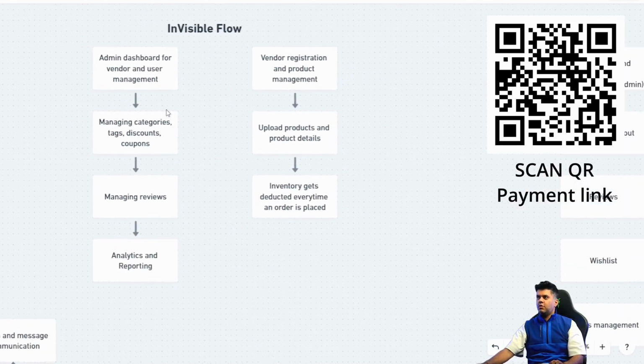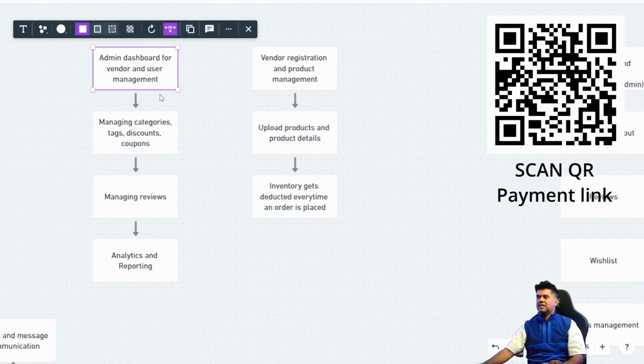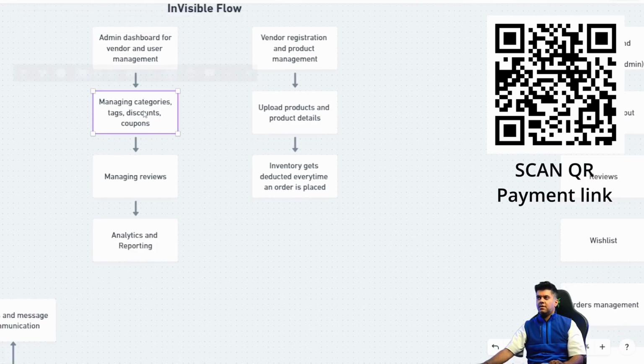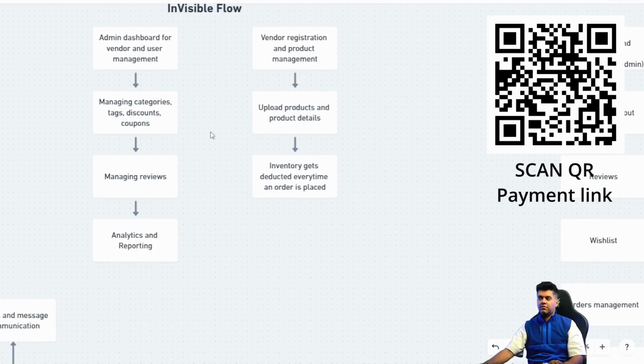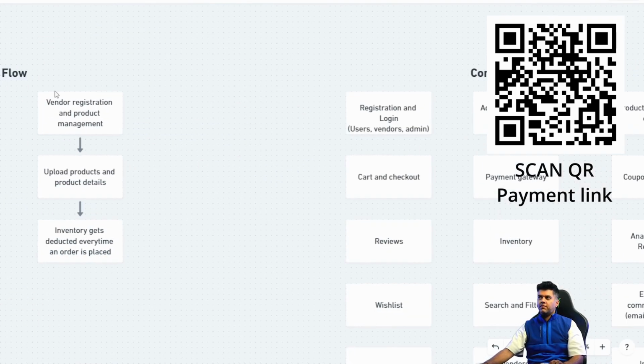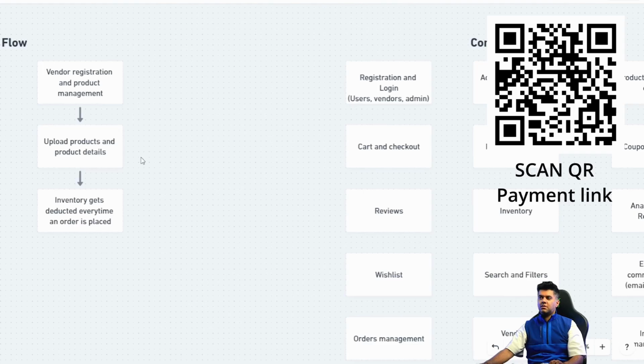And in the invisible flow, the admin dashboard is there for vendor and user management. You can manage categories, tags, discounts, and coupons. The admin does all of that, managing the reviews on the platform, analytics and reporting. And the vendor is able to register and manage their products, upload products and product details, and inventory gets deducted every time. So this is basically the inventory management system.